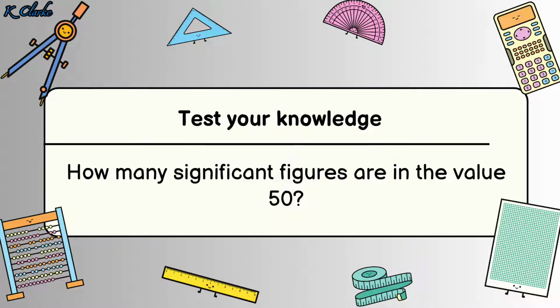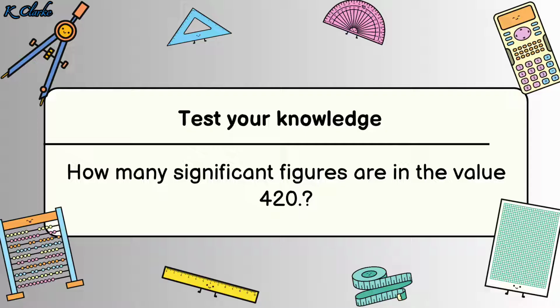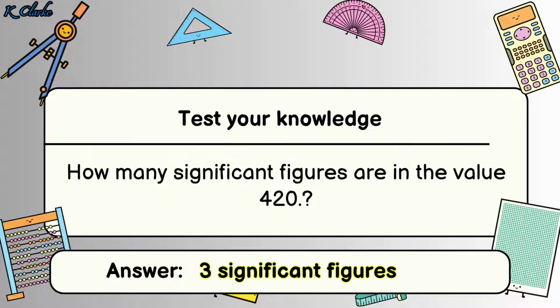Here's a question. How many significant figures are in the value 50? The answer is one significant figure. How many significant figures are in the value 420 with a decimal point? The answer is 3 significant figures.